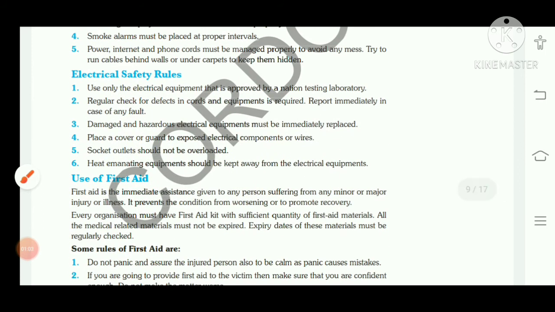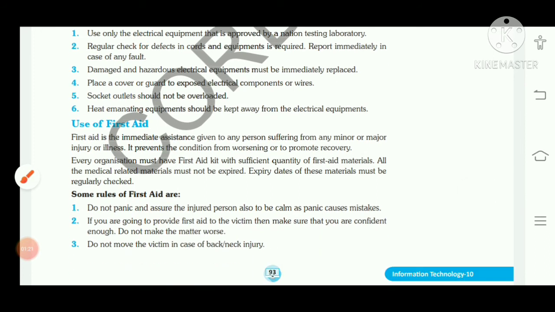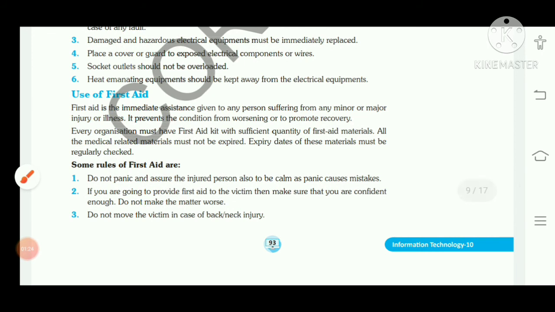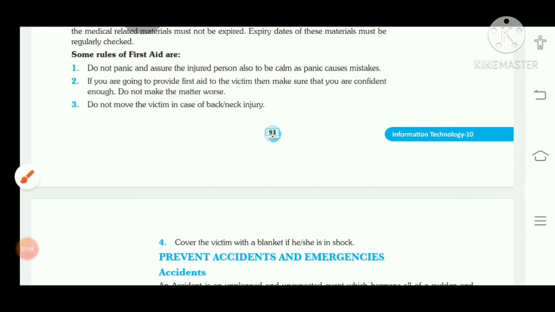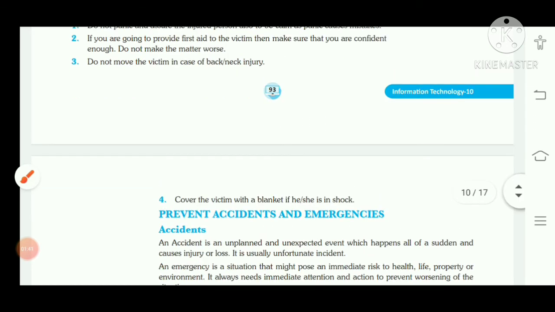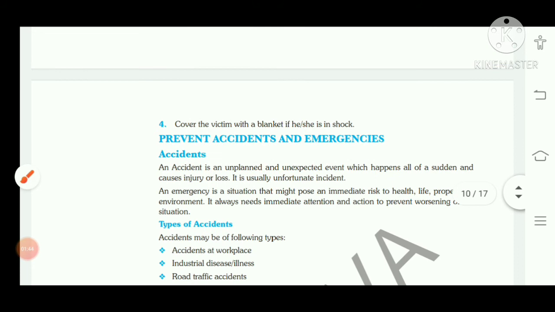Next is electrical safety. What we discussed there is that all the equipment must be covered properly, and whatever equipment we are using must be approved by the national testing laboratory, and we have to check it regularly. If you find anything wrong, you have to inform your seniors. First aid safety: do not panic, and only if you are confident should you give first aid to the victim. If you panic, you may commit mistakes, so be calm, and do not move the victim in case of back or neck injury.